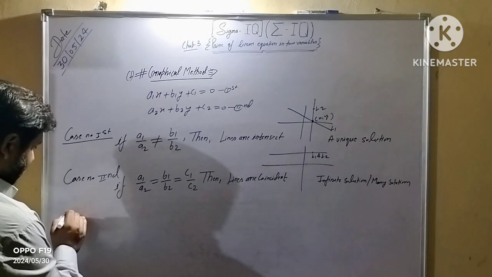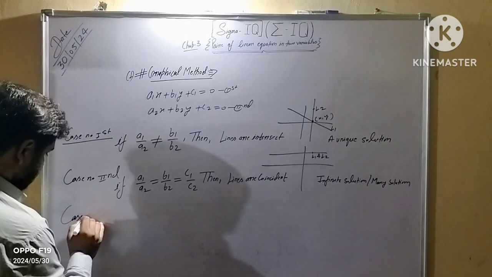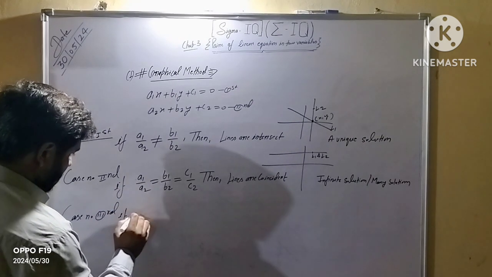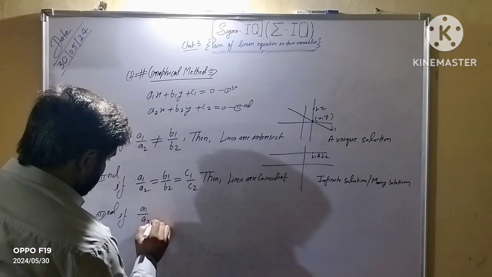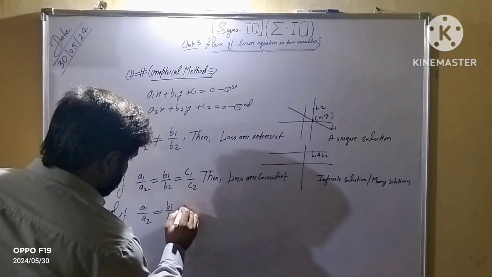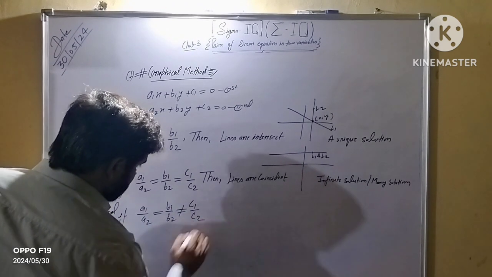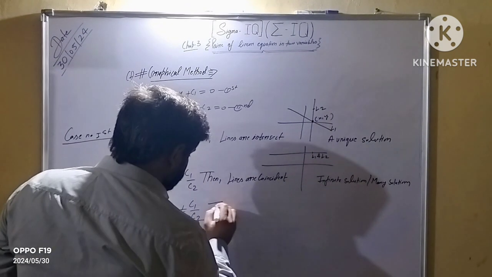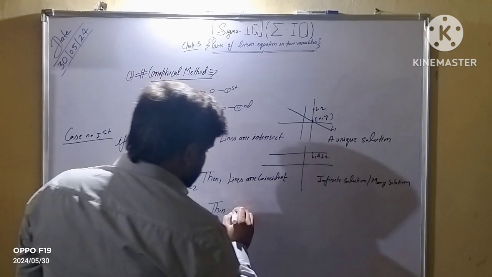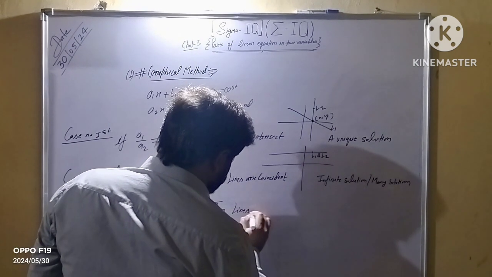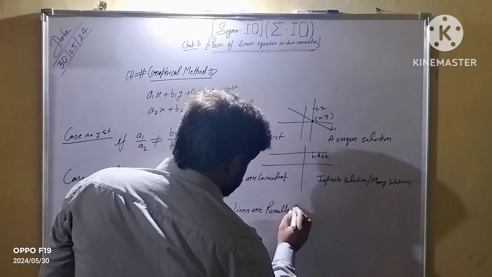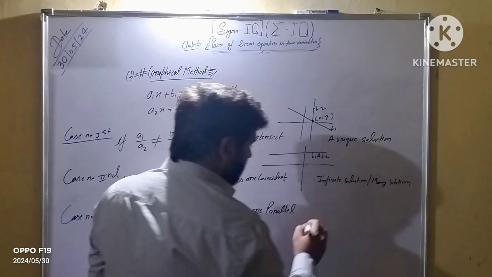Case number third. If a1 upon a2 equal to b1 upon b2 not equal to c1 upon c2, then lines are parallel. No solution.